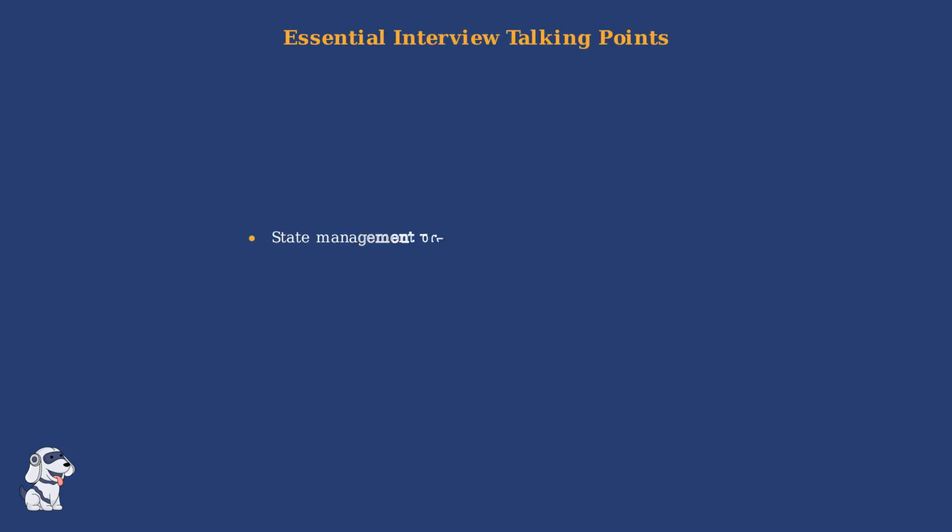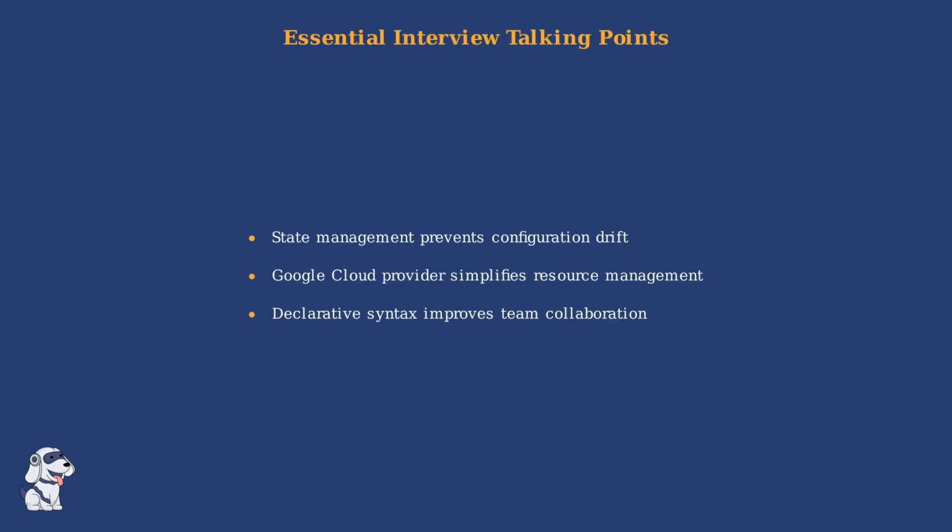When discussing Terraform for Cloud Run in interviews, emphasize these key points. State management prevents configuration drift by tracking actual versus desired infrastructure state. The Google Cloud provider simplifies resource management through comprehensive API integration. Declarative syntax improves team collaboration by making infrastructure intentions clear and reviewable. Finally, the plan apply workflow reduces deployment risks by showing exactly what changes will occur before execution.